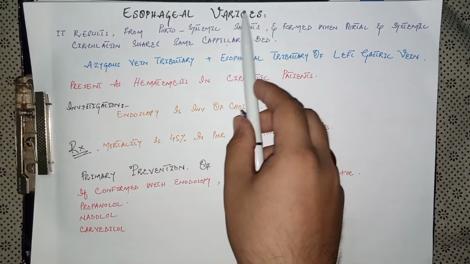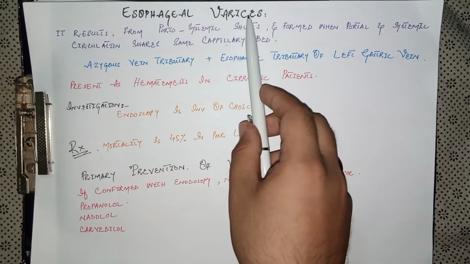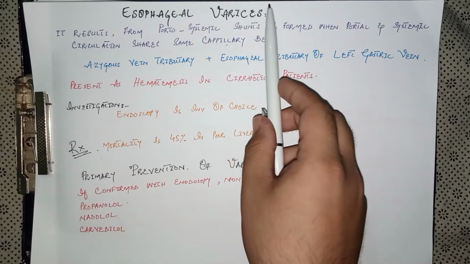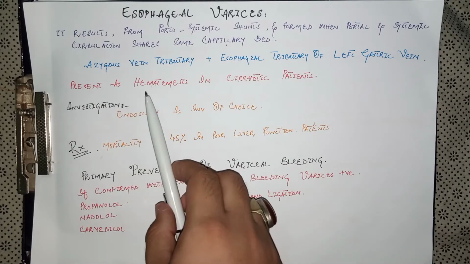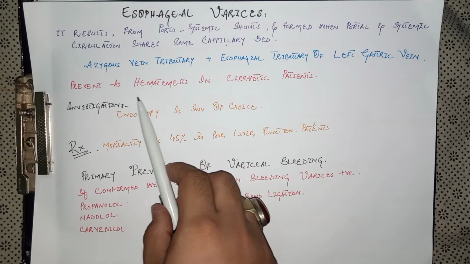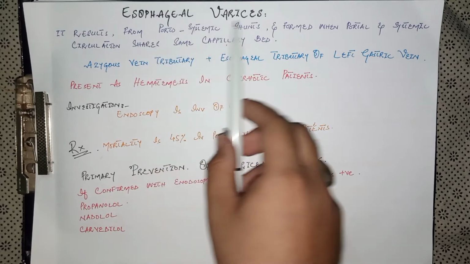These varices are basically dilated and tortuous veins. These are formed as a result of portal hypertension, as we have discussed in the previous video. The patient presents with hematemesis, or upper GIT bleeding, in case of esophageal varices.